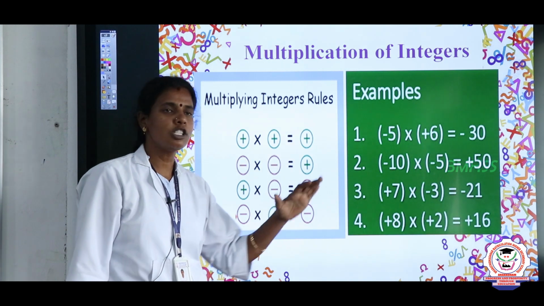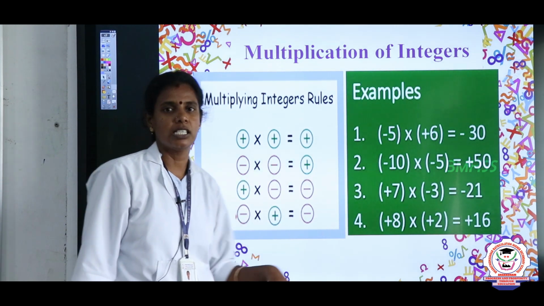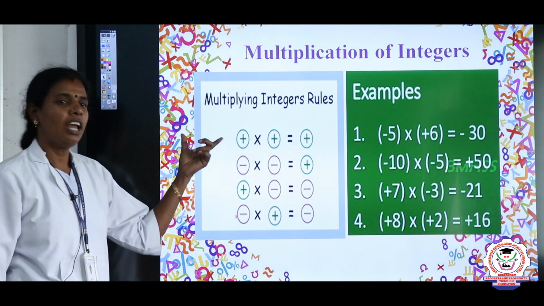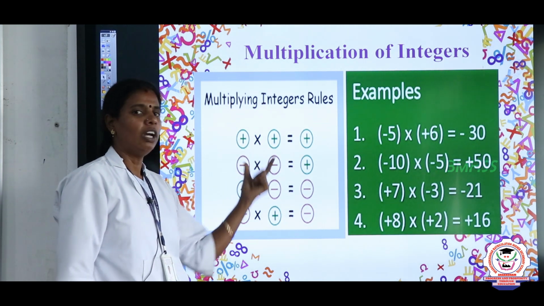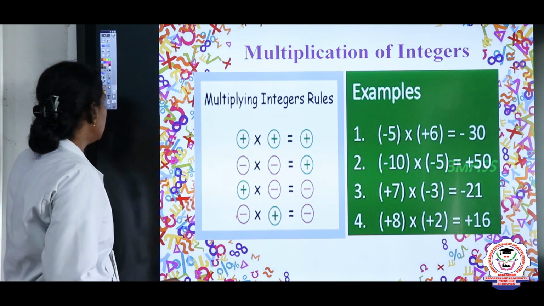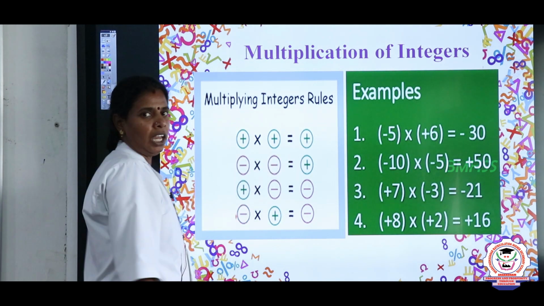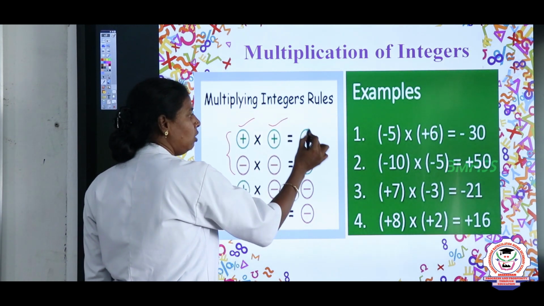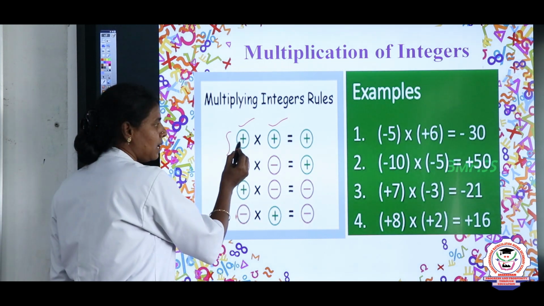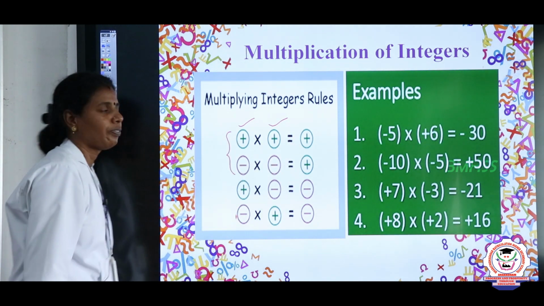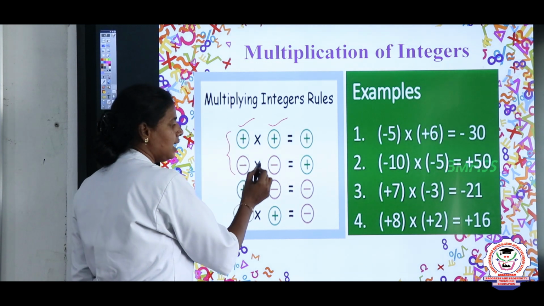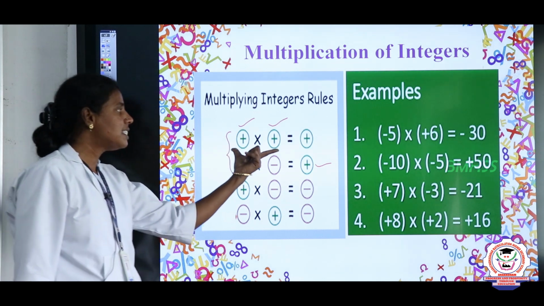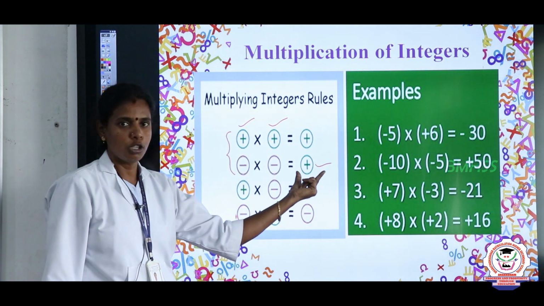So what are the rules of multiplication in integers? See, there are some rules. If there are two positive integers, the answer will be positive. If both are negative, the answer will be positive. If both are the same sign, positive and positive, the answer is positive. That is plus into plus is plus. And if both the integers are negative, minus into minus is also positive. Both same sign, the answer will be positive.